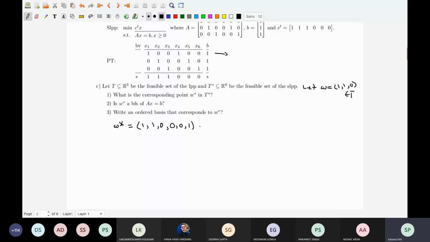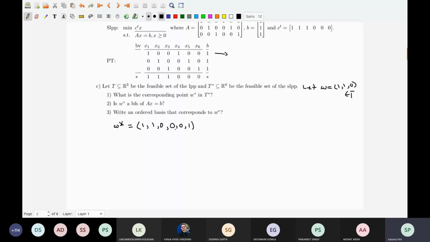The second question asks, is W star a BFS of Ax equal to b? First of all, it is a solution. It satisfies Ax equal to b. Here A is this one, I have written the matrix A. It is a solution, and the entries are greater than or equal to 0. Yes, that is also correct.